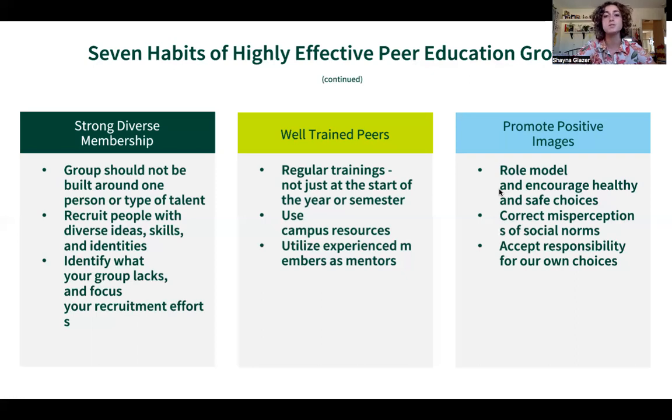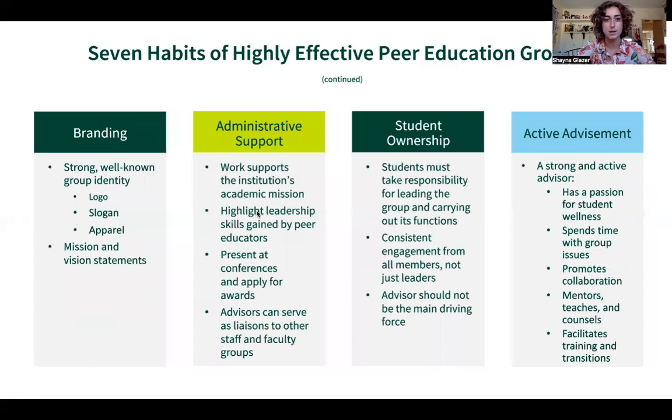Branding is important because you create cohesion and unity in your group. This is the next one, branding. You can brand and unite over a mission statement and vision statement, as well as logos, slogan, apparel. Having good branding means you understand the identity of your group.